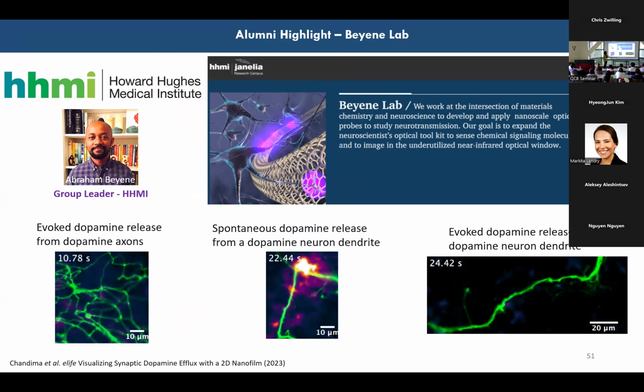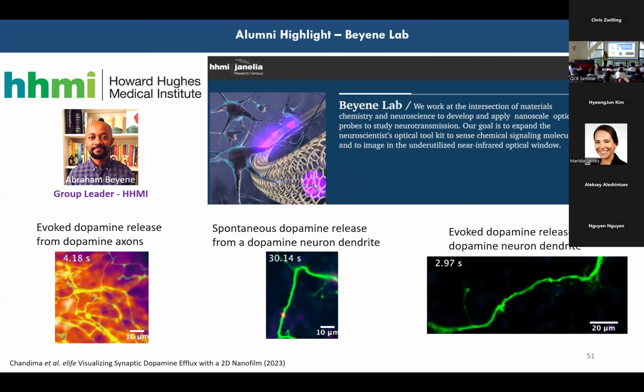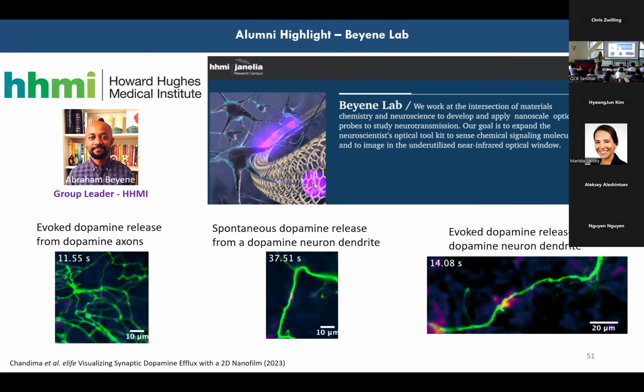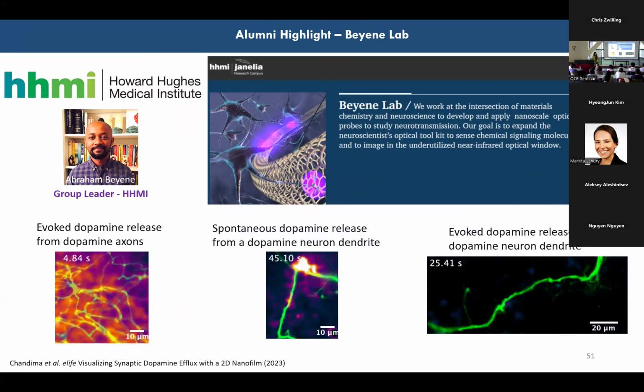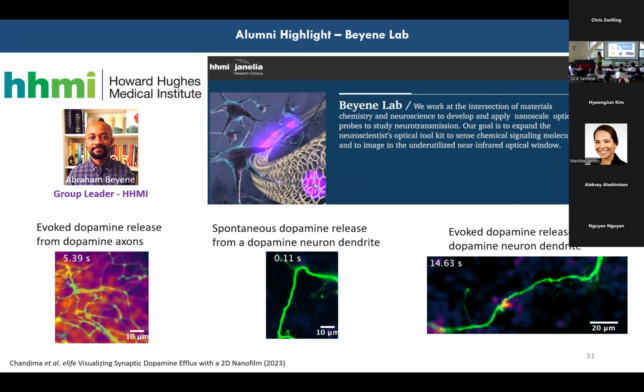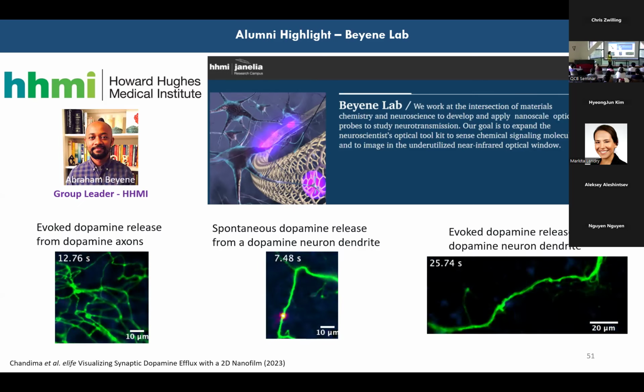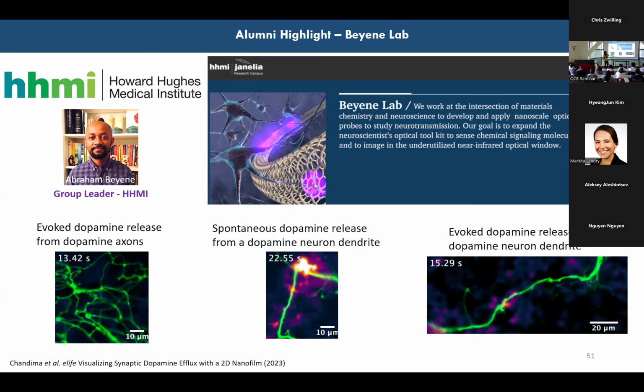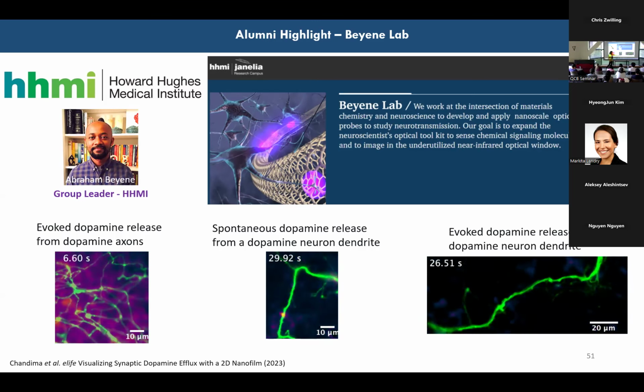So what Abraham's data is showing here are basically primary neurons that are labeled with GFP and have been grown on these dopamine-sensitive films, so these 2D arrays that are sensitive to dopamine. And what Abraham is able to measure is both with stimulation, but also with just spontaneous or endogenous release events from neuronal projections or dendrites.